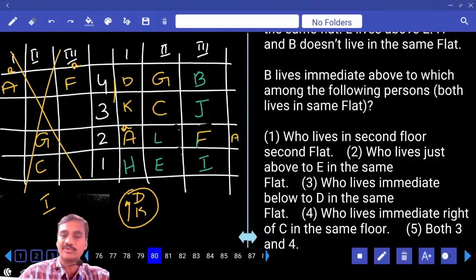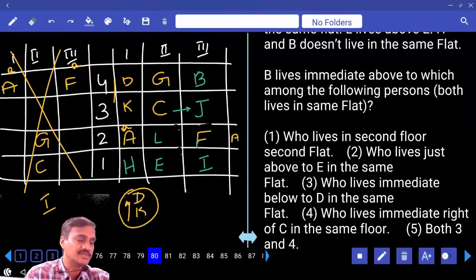Then coming to 80, B lives immediately above which among the following persons? K, C and J. Choice one: who lives in the second floor, second flat? Is there anyone immediately above it? No. Next one, who lives just above E in the same flat? That is also false. Who lives immediately below D in the same flat? That is also false. And who lives immediate right of C on the same floor? Immediate right of C is J, and B is immediate right hand side. So this is the choice for question number 80.